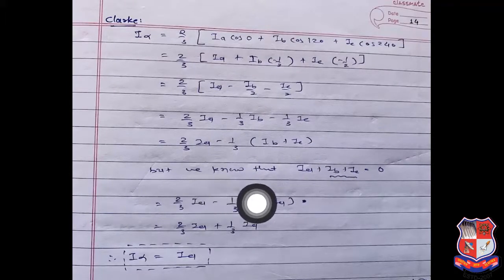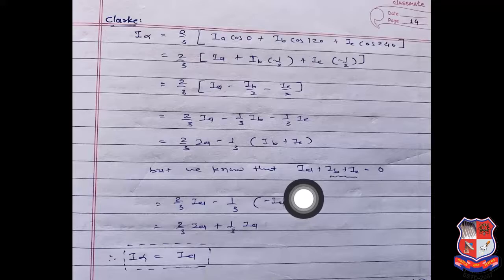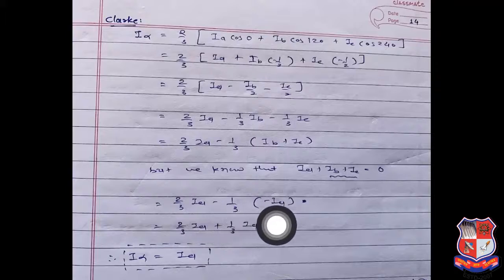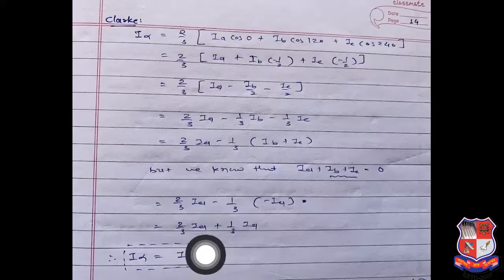But we know that for the phasor summation, IA plus IB plus IC is equal to 0, so put the value of IB plus IC there. So 2 by 3 IA minus 1 by 3 into minus IA. So it is given by 2 by 3 IA plus 1 by 3 IA. So we can say that I alpha is equal to IA.